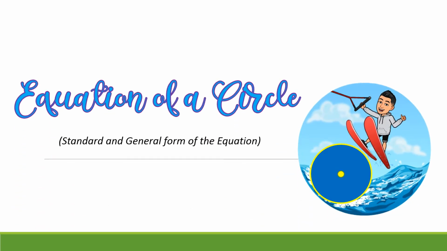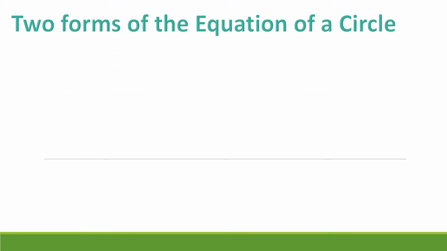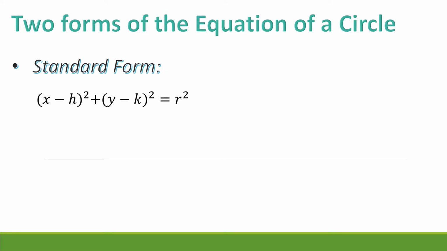We'll be learning how to write the equation of the circle in standard form as well as in general form. So first, what are the two forms of the equation of a circle? The standard form of the equation of the circle is written as (x − h)² + (y − k)² = r², wherein the letter h and the letter k represent the coordinates of the center, while r, of course, represents the radius.